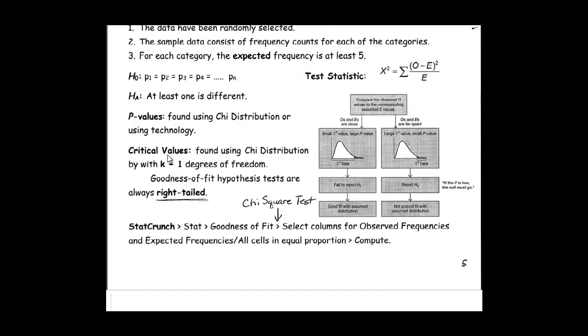The critical values, I know that in my math lab they're going to ask you to find the critical value. You need to know that StatCrunch isn't going to give this to you. You need to go to the chi-square distribution, and instead of using n-1 for degrees of freedom, we are going to use k-1, and k is the number of categories. So however many categories you have, one less would be your degrees of freedom. And then the goodness of fit tests are going to be right tail tests, so we'll move all the way across to the right columns on that chi-square distribution.